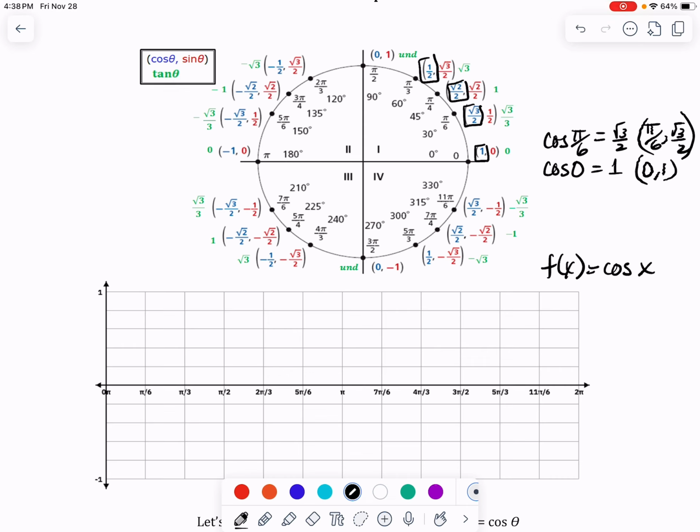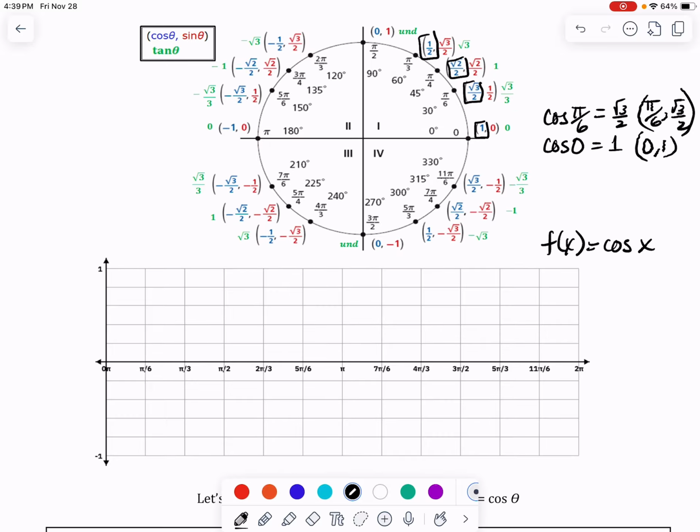Root 3 over 2, the decimal value, let me quickly get that for you. Square root of 3 divided by 2. And that value is 0.866, which we did earlier, so that would be 0.866.